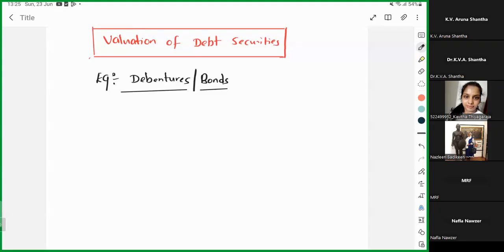So it may be 5 years. It may be for 7 years. Right. Now it's better you download a listed company's annual report and see, you get an idea about debentures. You can download a listed company's annual report from the Colombo Stock Exchange website.